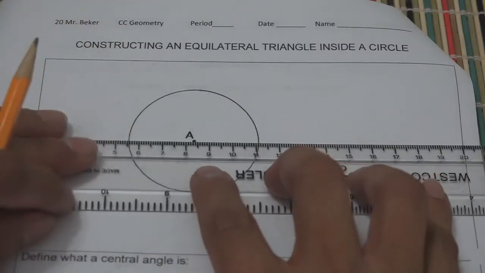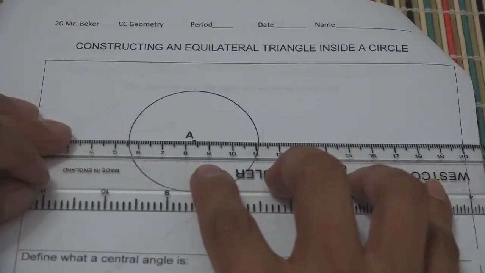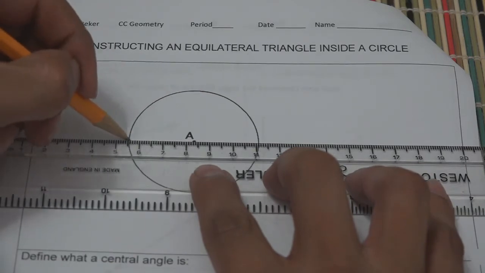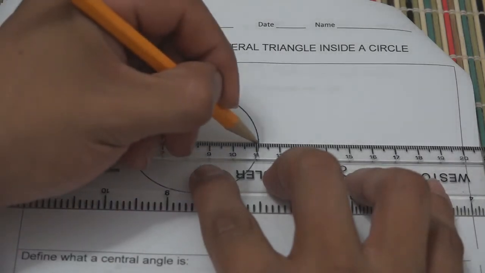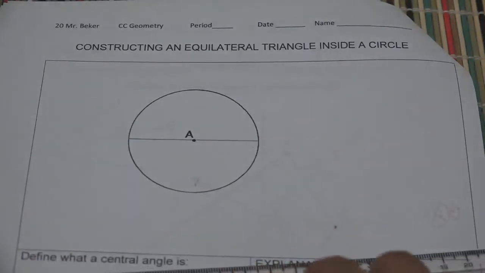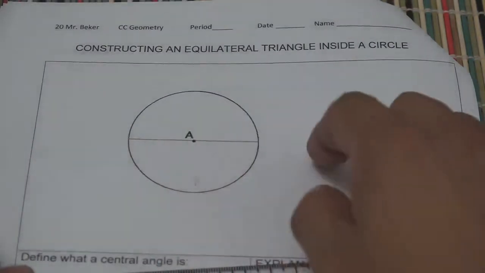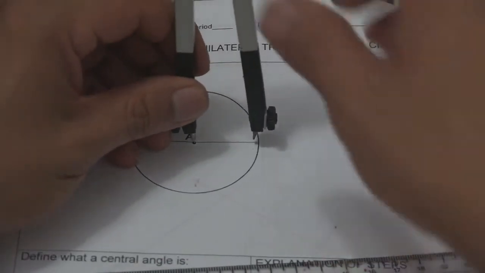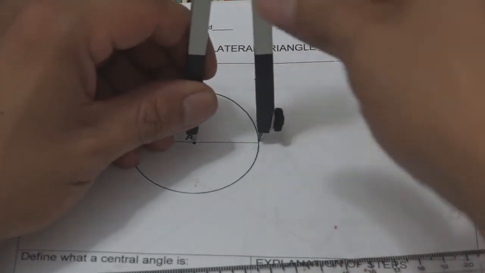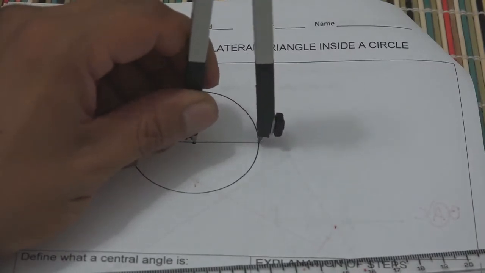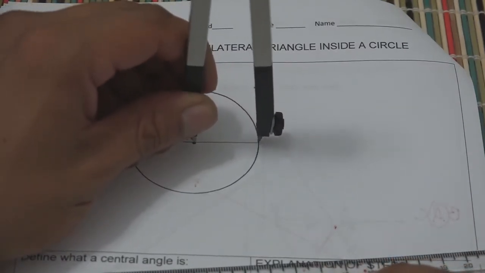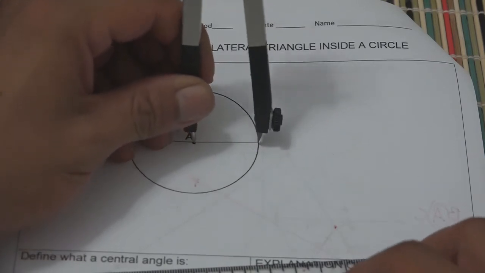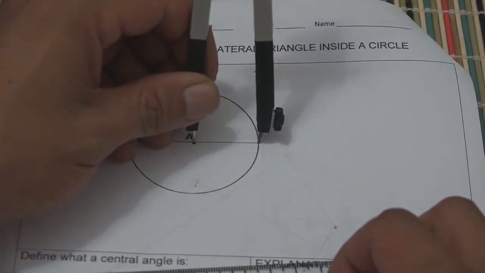Construct from the center any line segment that goes from one point on the circle to another and passes through the center. That is called a diameter. So you just trace a diameter. Now measure the length of the radius. This is going to be the easiest construction you've done so far, easy because you already know how to do it. So I'm going to mark a point on the circle.